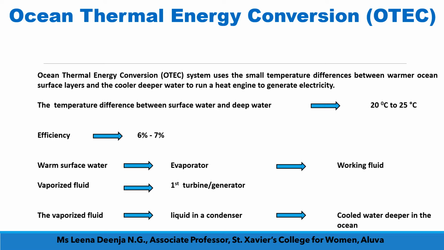Warm surface water is pumped through an evaporator containing a working fluid. The vaporized fluid drives a turbine or generator to produce electricity. The vaporized fluid turns back to liquid in a condenser cooled with cold ocean water pumped from deeper in the ocean. In addition to electricity production, OTEC systems can use salty seawater as the working fluid, and we can use the condensed water to produce desalinated water.